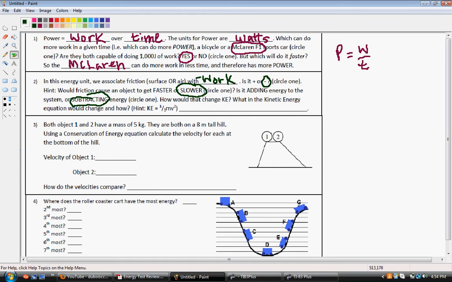Alright, so how would that change the kinetic energy in a system? What in the kinetic energy equation would change and how? So if we look at the kinetic energy equation, we have 1/2. Does that change if an object slows down? No. Does the mass change if an object slows down? No. Does the velocity change if an object slows down? Yes. So the velocity would be less.